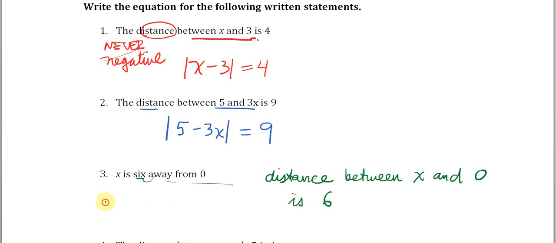So then we can write this as the absolute value of x minus 0, right? The distance between x and 0 is 6. Now, x minus 0 here, we can clean this equation, simplify just a little bit, and we can just get rid of the 0 altogether because any number minus 0 is itself. So the absolute value of x is equal to 6.